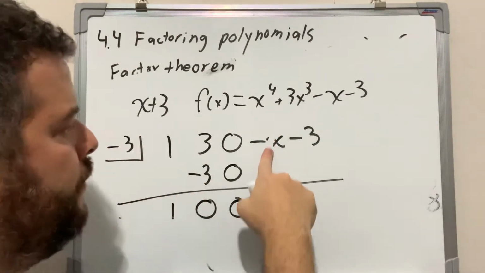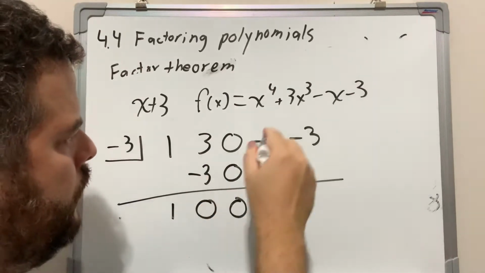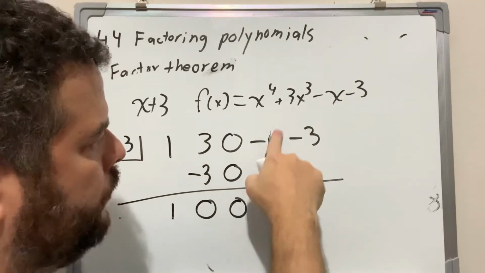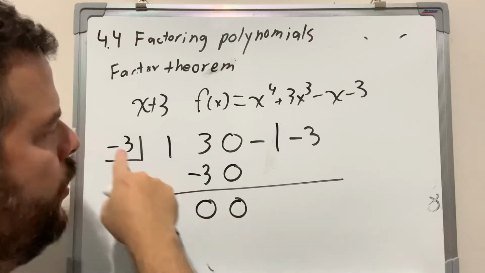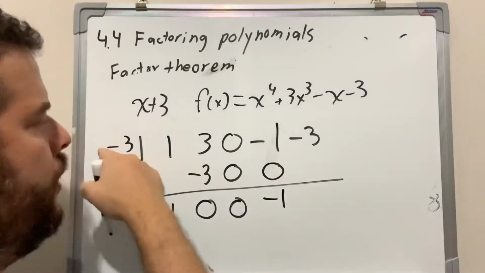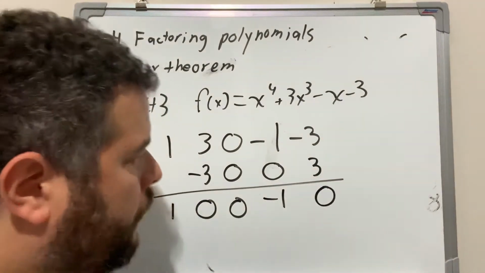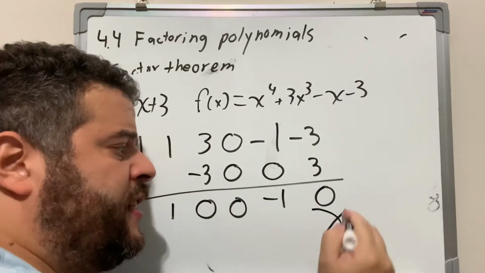0 times negative 3. Moment. Oh, this was a 0. That was a 1. 0 times negative 3, 0. Negative 1 plus 0, negative 1. Positive 3. And when I add, I ended up with 0. Sorry about that. I got a little bit confused. So my remainder is 0.